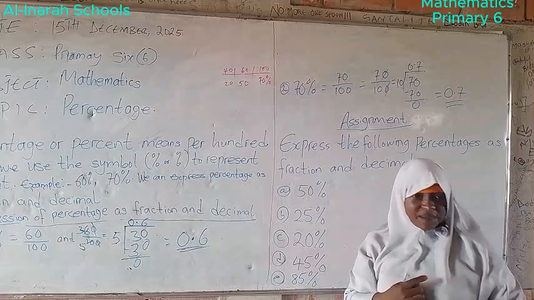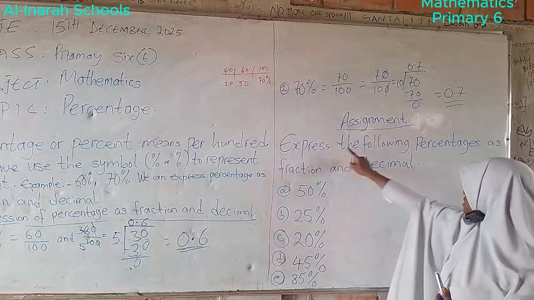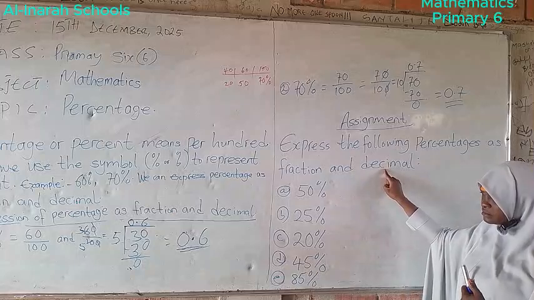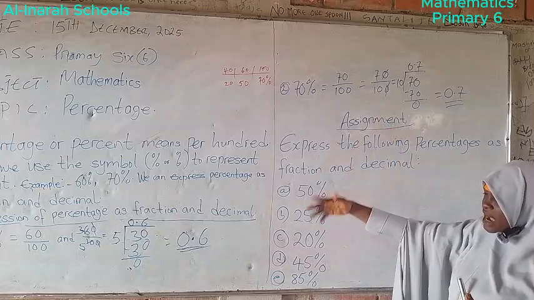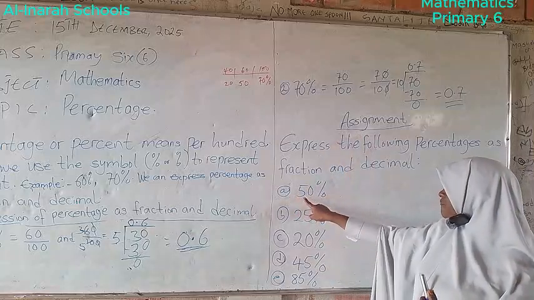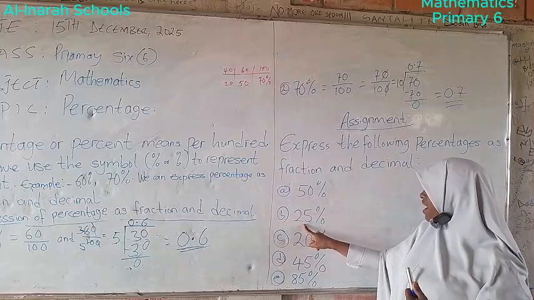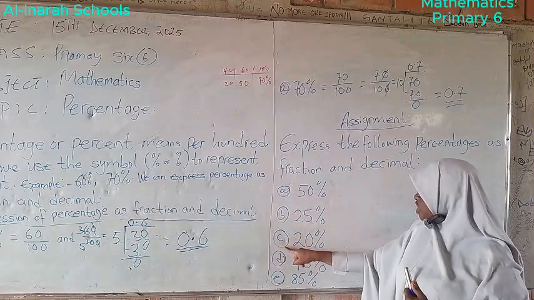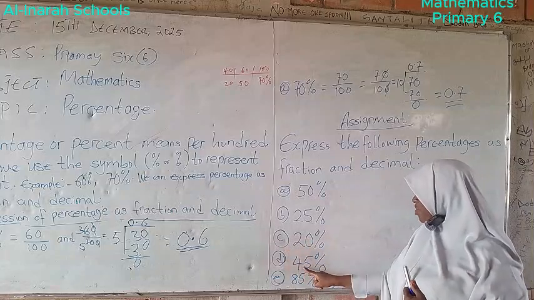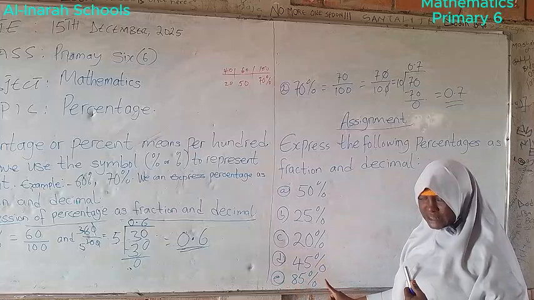Now let me give you assignments. Now look at this assignment. I want you to express the following percentages as a fraction and decimal. When you go through my example, you'll be able to do it, inshallah. The first one is 50%. The second one, 25%. The third one, 20%. The fourth one, 45%. And the last one is 85%.